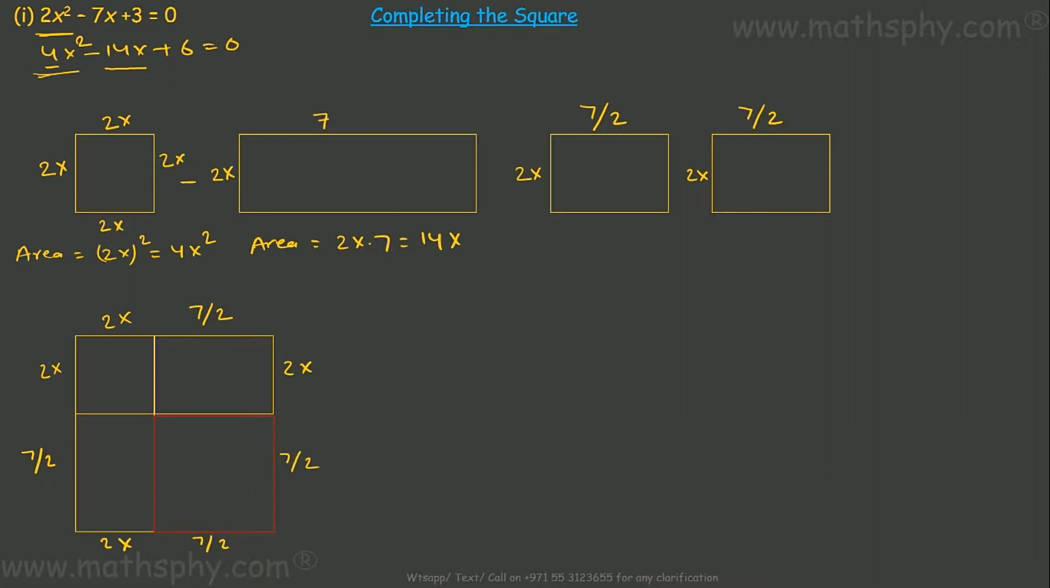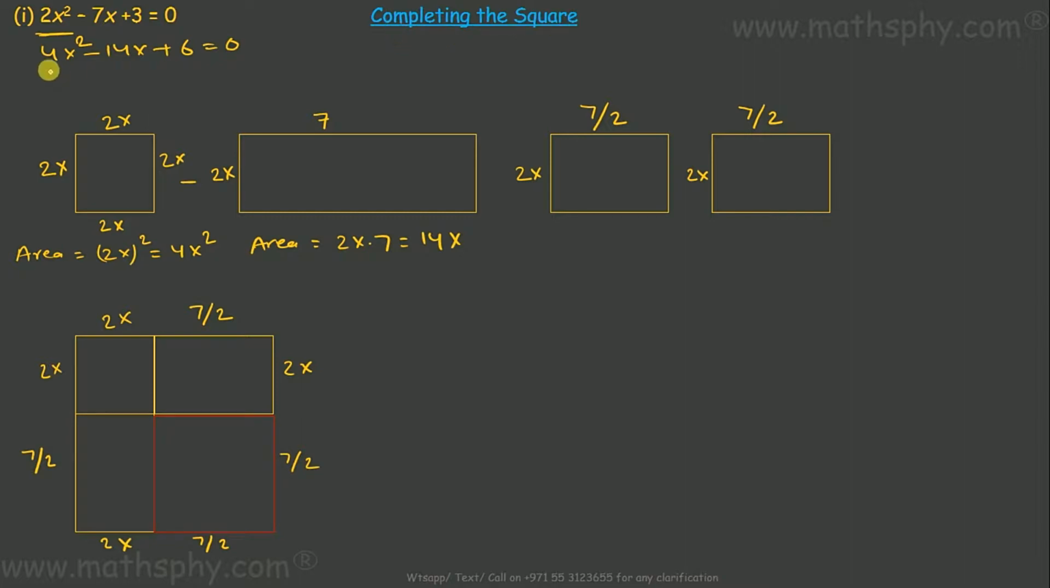Now if you see, this side here is 2x plus 7 over 2, and every other side is also 2x plus 7 over 2. What we have done here is taken these two rectangles and this square, and borrowed one more square, and made a big square. So we are actually following completing the square.